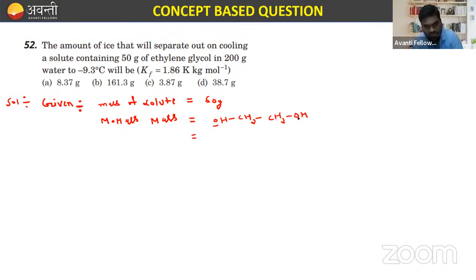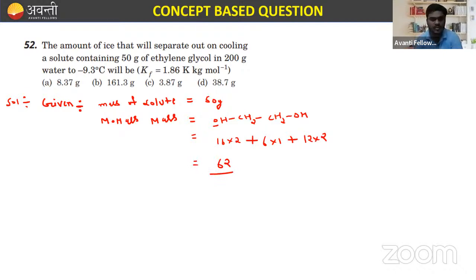We have 2 oxygens, so 16 into 2. Now how many hydrogens do we have? 2, 2, 4, 5, 6. So this is 6 into 1. How many carbons do we have? That is 2, so 12 into 2. By solving, we get the molecular mass equal to 62.